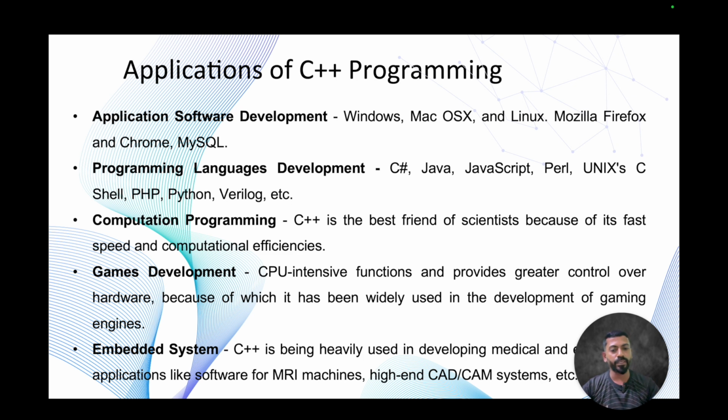The next one is embedded systems. In the embedded system area, we use C++ programming to build MRI machine software, CAD CAM applications, and in many places we use it to access machines with the help of C++ programming.